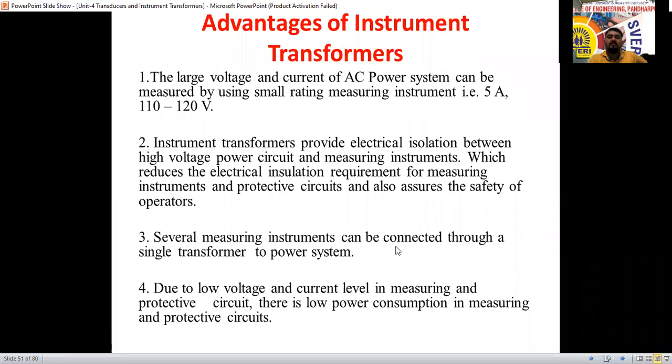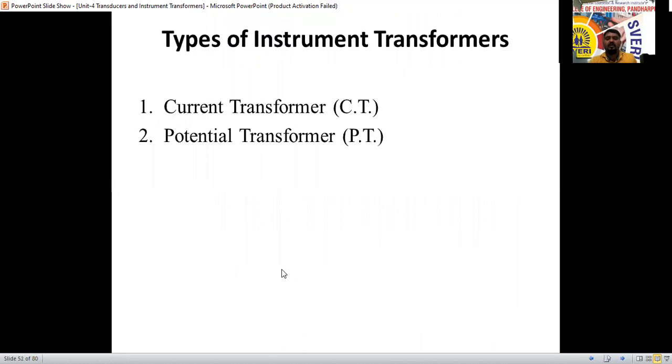Several measuring instruments can be connected through a single transformer to a power system. From one potential transformer, we can connect so many measuring instruments and measure, same with one CT. Due to the low voltage and current level in the measuring and protective circuit, there is low power consumption. We are reducing the voltage and current, so the power consumption is obviously less.